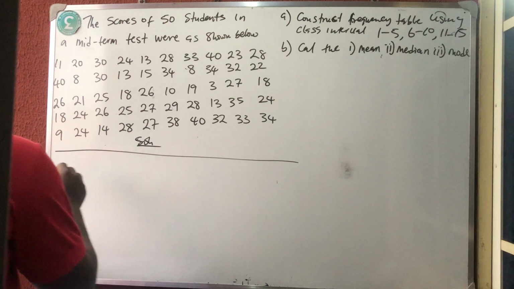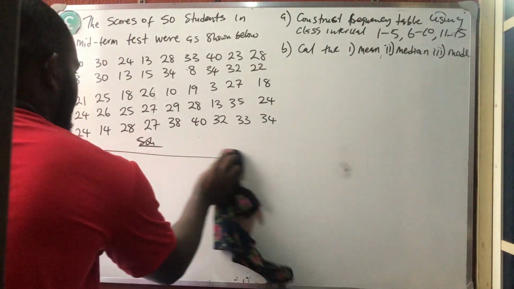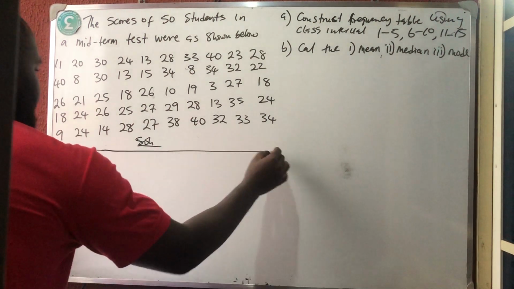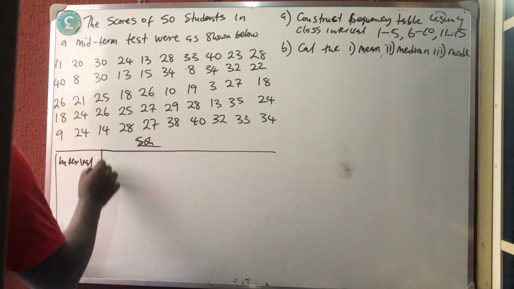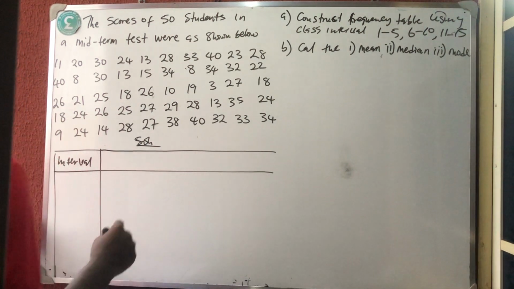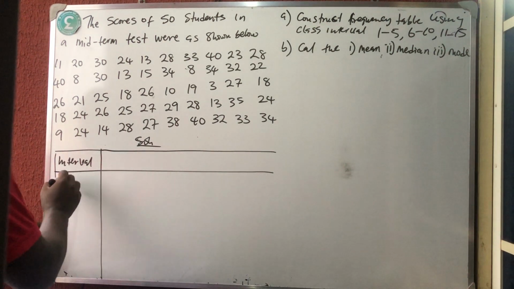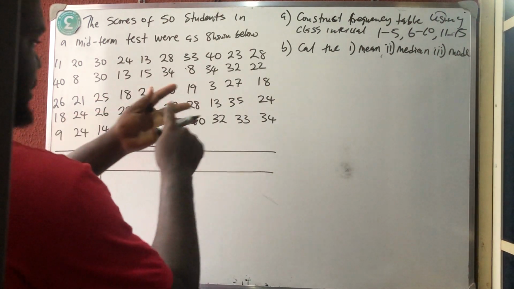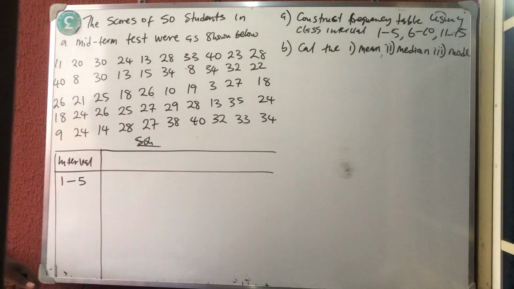They gave us the interval. If they don't give you an interval, you are the one to choose your interval by yourself. But for this one, they gave us the interval, which is 1 to 5. So you see our C is 5. Automatically your C is 5. So 1 to 5, then 6 to 10. Our C is still 5.